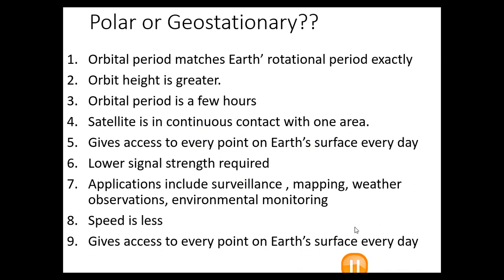So let's have a think about how we can distinguish between these two orbits, the polar orbit and the geostationary orbit. Just write 1 to 9, and decide whether the statement applies to the polar orbit, the geostationary orbit, or both of them. Just put P for polar or G for geostationary, to give you an idea of how these two orbits are different and used differently. Pause the video and have a go at that.